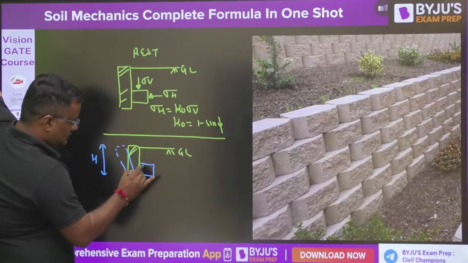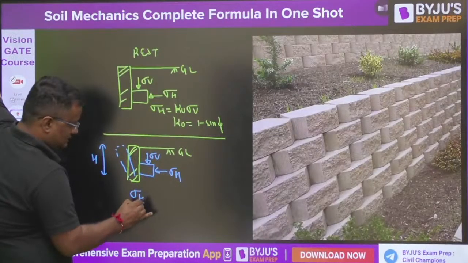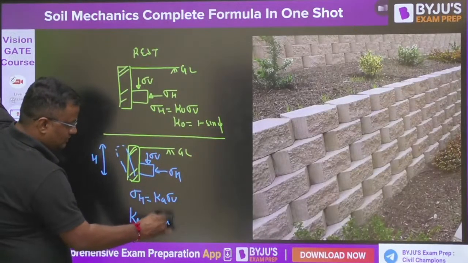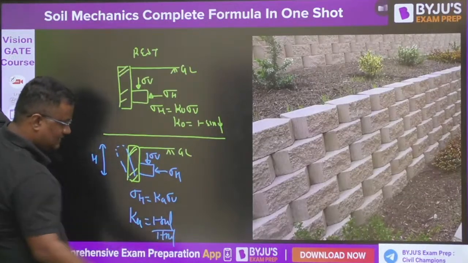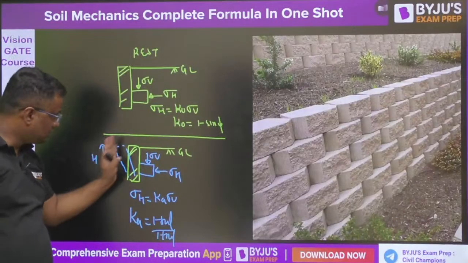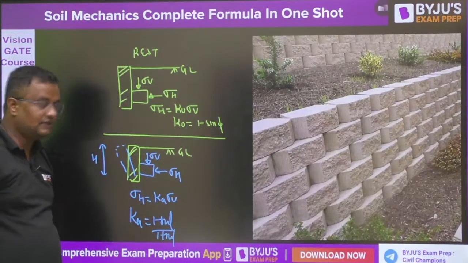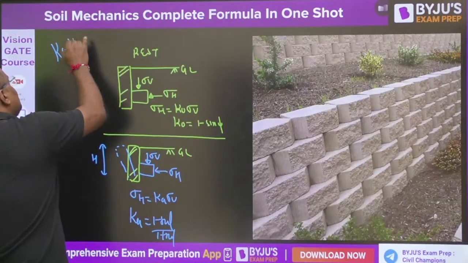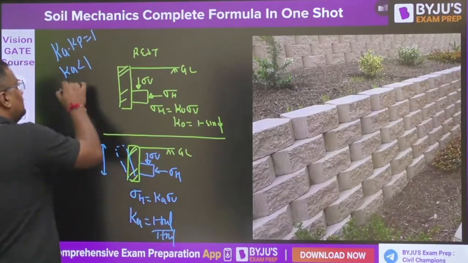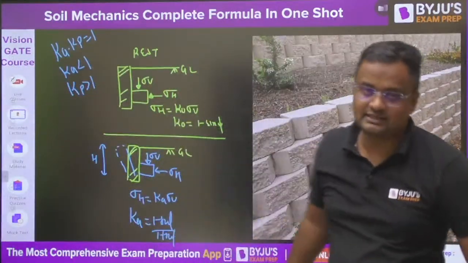So here, at this point, if vertical stress is sigma V, the horizontal stress is Ka into sigma V, and Ka value is (1 minus sin phi) upon (1 plus sin phi). This is the horizontal. Similarly, for the passive case, when the wall is moving towards the fill, it is Kp into sigma V, and Kp is (1 plus sin phi) upon (1 minus sin phi), and Ka into Kp is 1. Ka is less than 1. You can see numerator is smaller, denominator is bigger. Kp will be greater than 1: 1 plus sin phi, numerator is bigger and denominator is smaller, 1 minus sin phi.